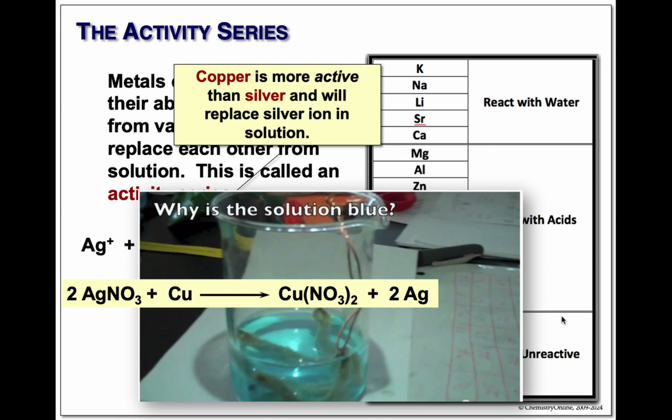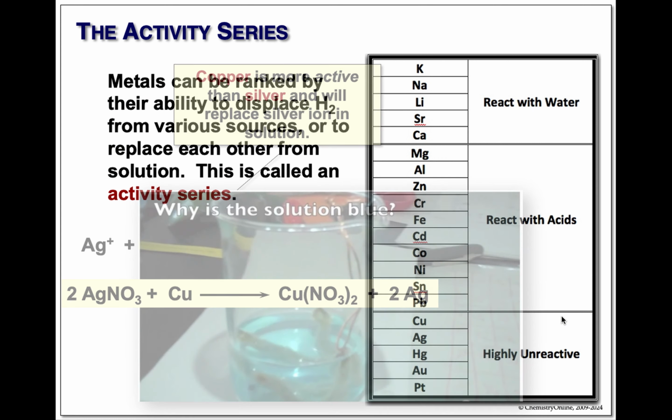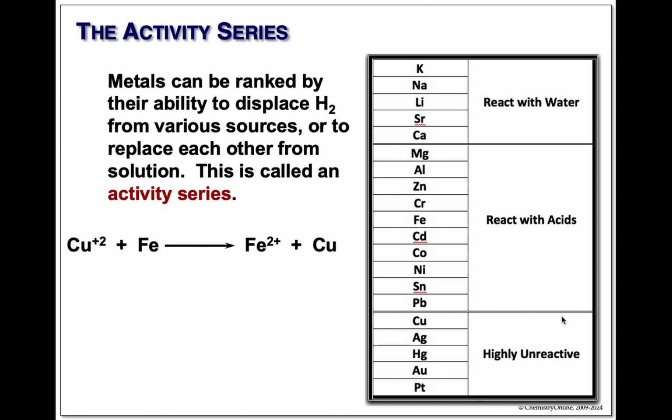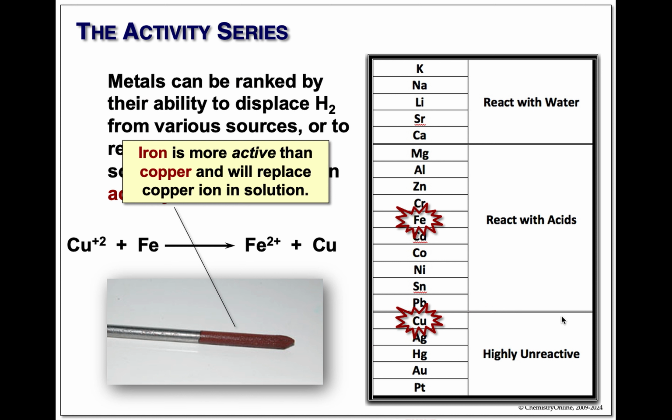Silver nitrate is also expensive, so I have a feeling that they did away with this part of the experiment because, well, it's expensive. Copper, iron, and our iron nail. Reaction went just like it was supposed to.